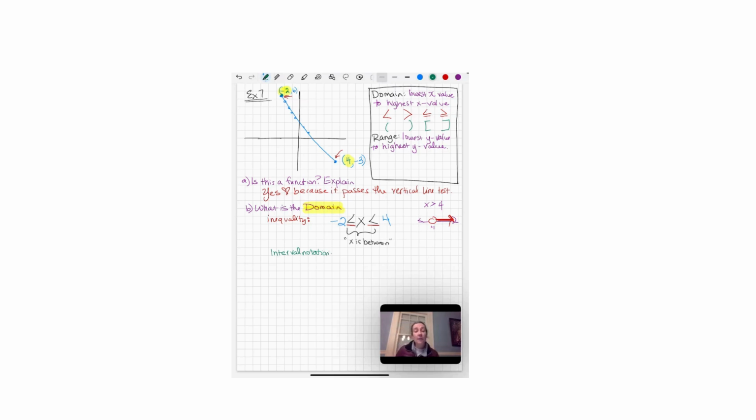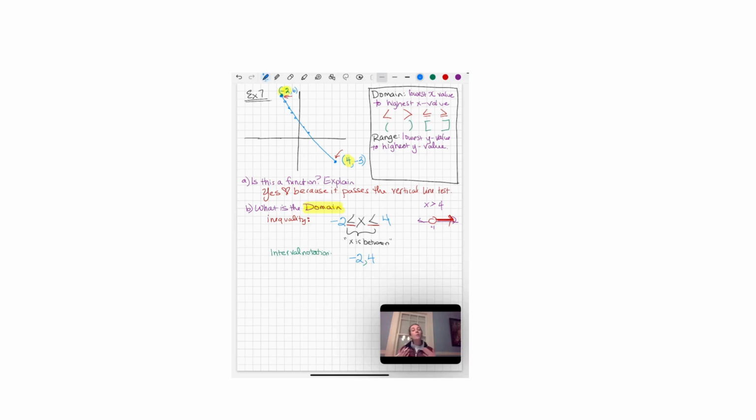Lots of math people love interval notation because this whole "x is between" part, they don't put there. They just put a comma. And then on the left, you'll put the very lowest x value, and on the right, you'll put the highest x value. So there they sit. You can see why lazy mathematicians like this one.